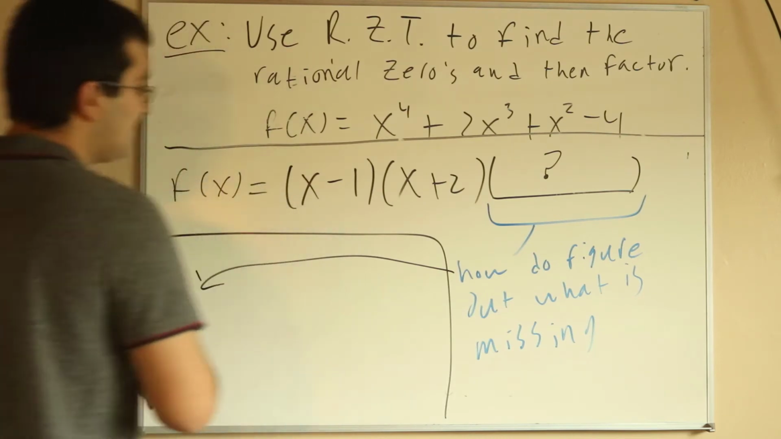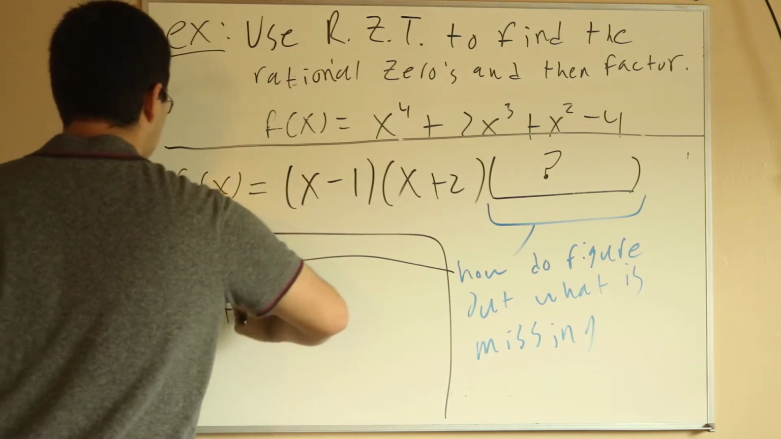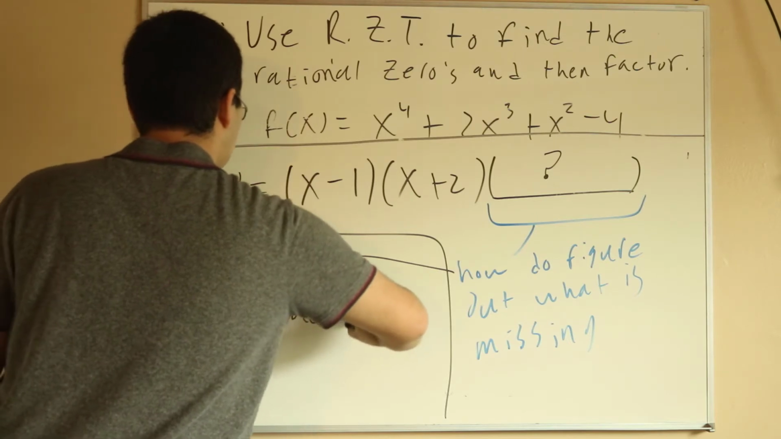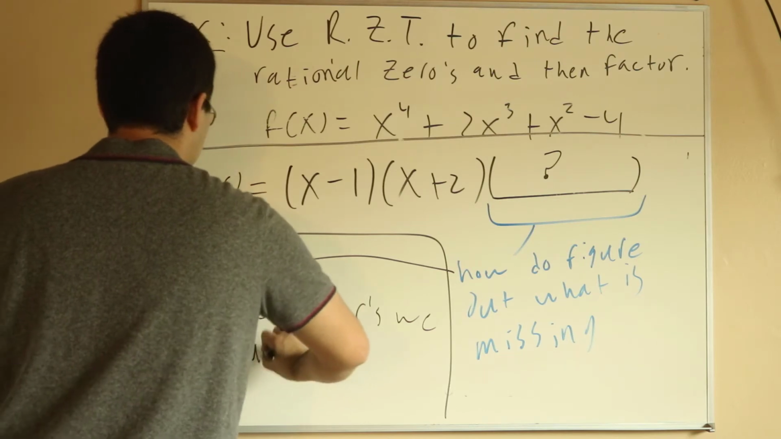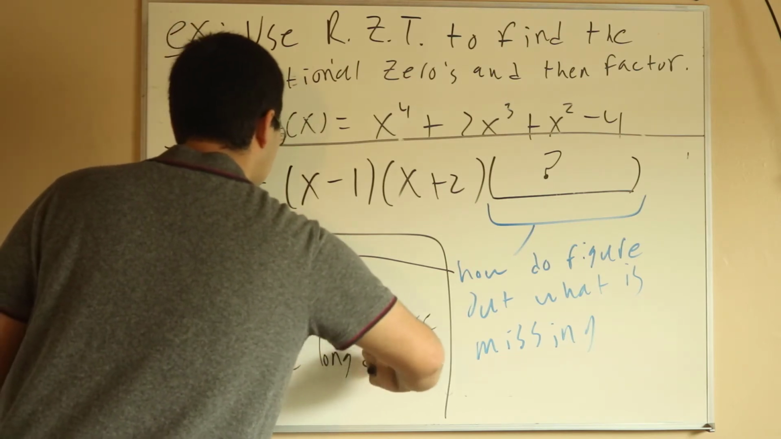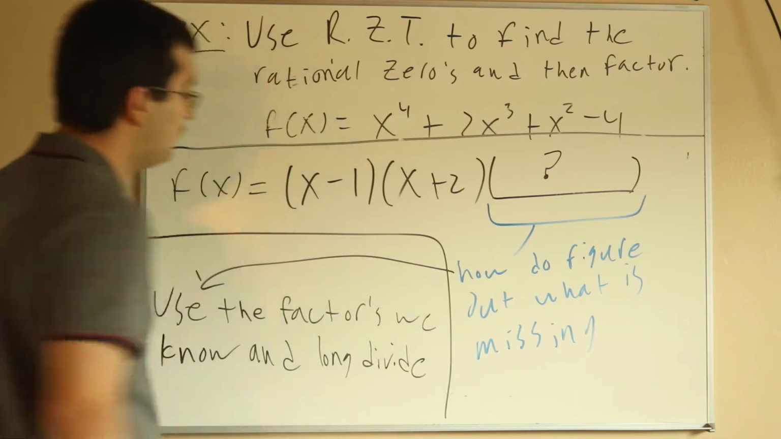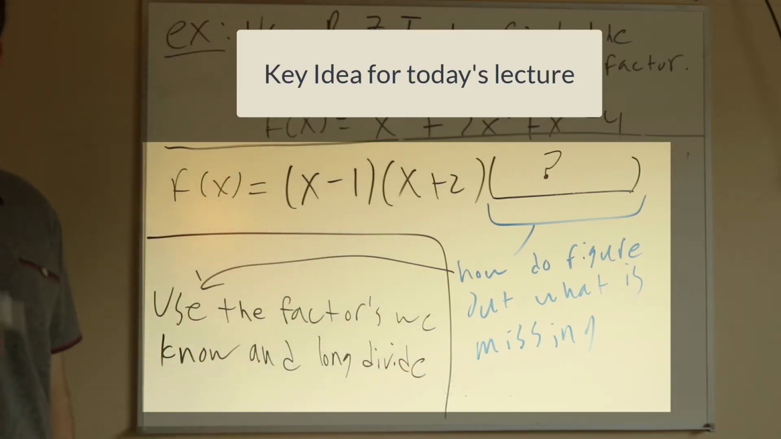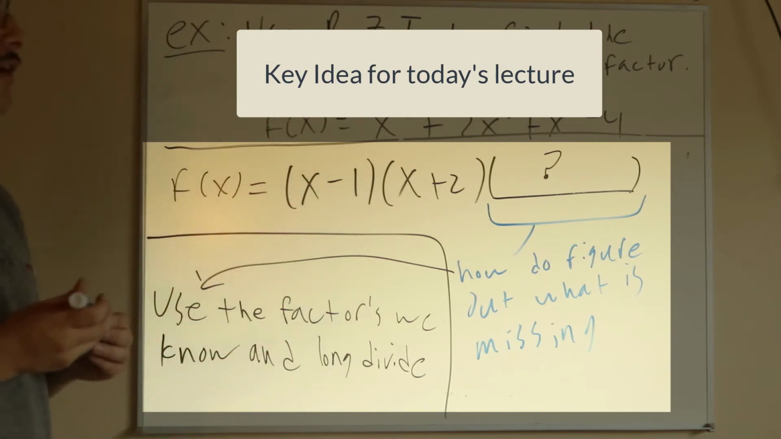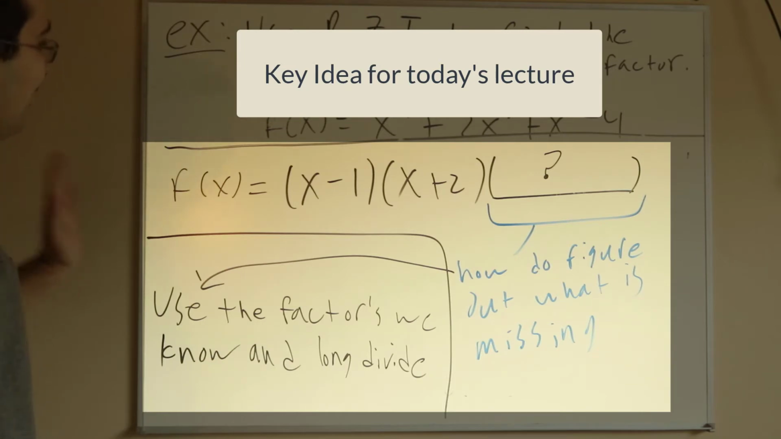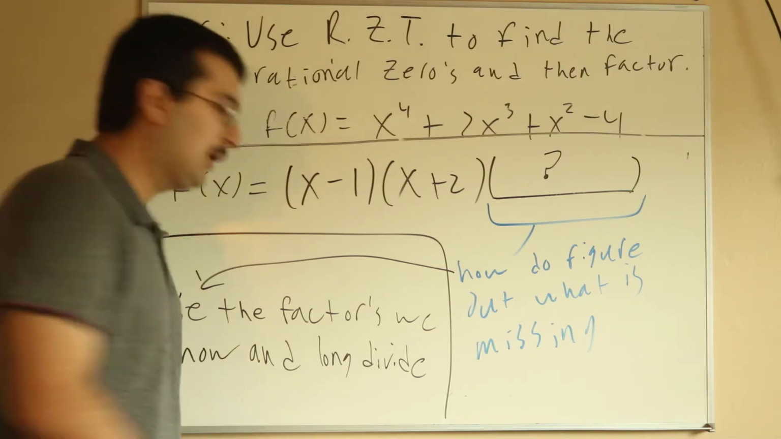So how do we figure it out? Use the factors we know and long divide. All right. That's what we have to do now, is we're going to use the factors we identified through the rational zeros test, and using those, we're going to do some long division, and that's going to help us produce that missing portion. So why don't we go ahead and do that now? In order to do that though, you're going to need the board space, as always. So go ahead and pause the video to get this copied down if you haven't done so already. Okay.